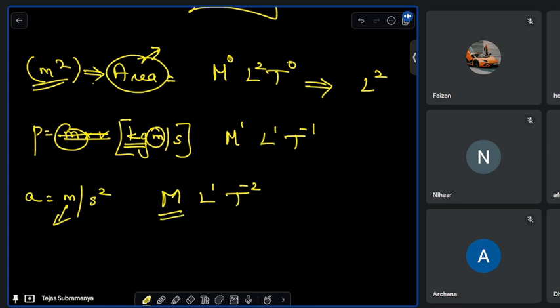You've not skipped anything, which means you're right. There is nothing on M, so you put a 0. Fine. So you can either write it as M0 L1 T to the power minus 2, or straight to the point, L1 T to the power minus 2. You'll get the answer. Got that? Now, the actual logic they tell here is, M to the power 0 is 1, therefore you can ignore that. That's also correct. I'm nothing against it. It's just that I am not used to writing that.